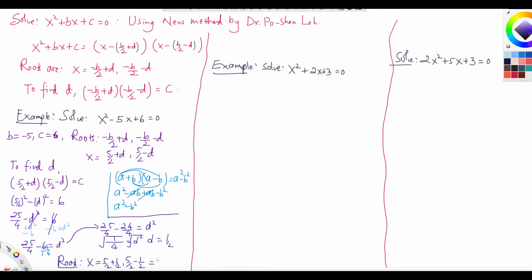6/2 means 3. And 5/2 minus 1/2 is 4/2, that is 2. So these are the roots. See that? Let us see another example that has a complex root.